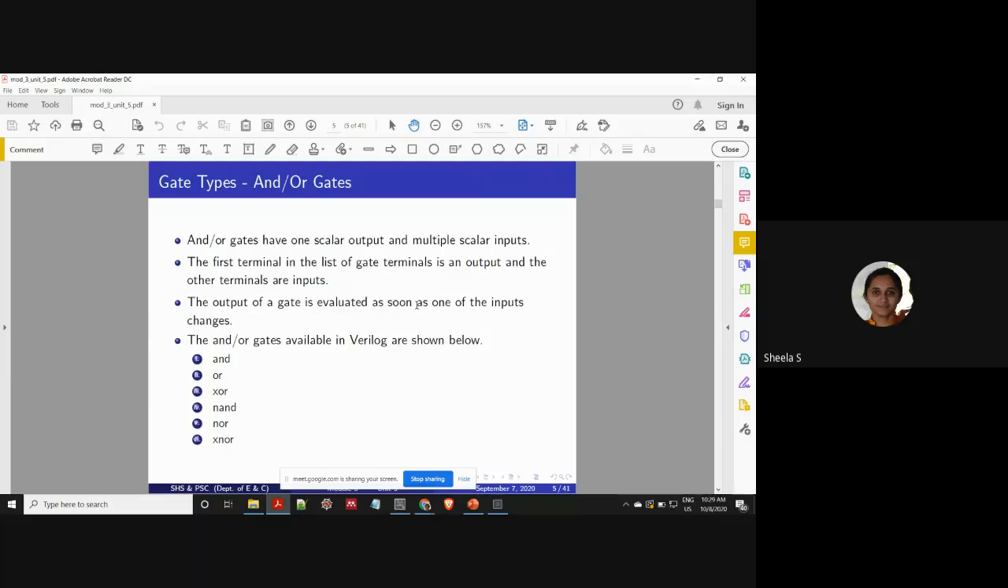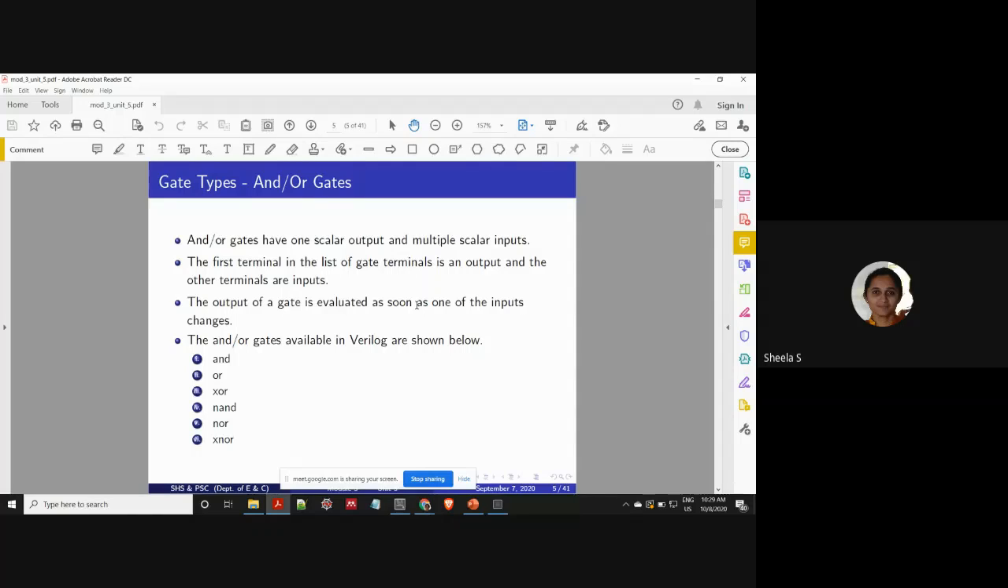So if I am considering a two input AND gate, in the port list we have to mention one output and two inputs. Always the first one will be the output and the remaining will be the inputs. If you simply mention four variables, it indicates that it is a three input AND gate, and among that the first one will be the output and the remaining three are the inputs.